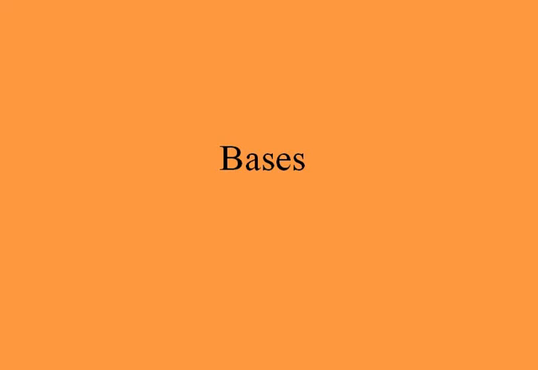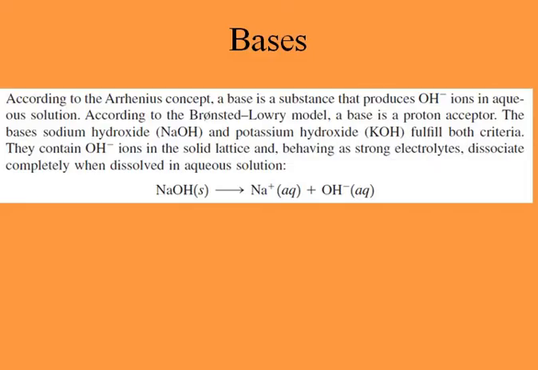Welcome to my channel. In this video I want to talk about introduction to bases. So we had earlier that we have acids and bases. Acids are proton donors and bases are proton acceptors. So according to the Arrhenius concept, a base is a substance that produces hydroxide ions in aqueous solution. According to the Bronsted and Lowry model, a base is a proton acceptor.